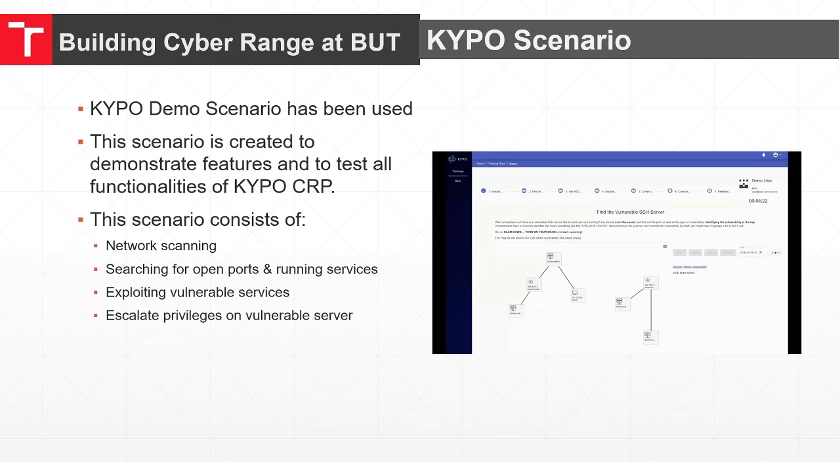To eliminate mistakes on our part when creating our own scenario, we use the official demo scenario. This demo scenario demonstrates all the features of Kaipo, allowing us to test all features to see if they work properly. The demo scenario consists of several tasks where the student has to perform a network scan, scanning for computers on the network, find open ports, running services, and exploit vulnerabilities. After successful exploiting, the student needs to find a way to escalate permissions and infiltrate the root user's home directory.